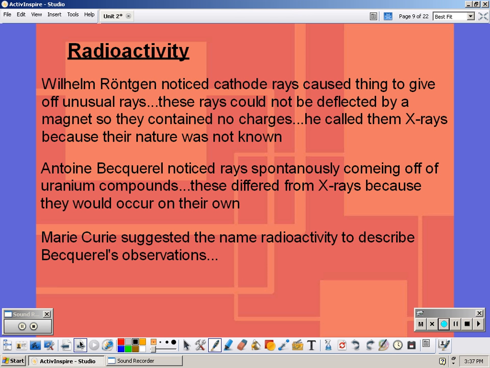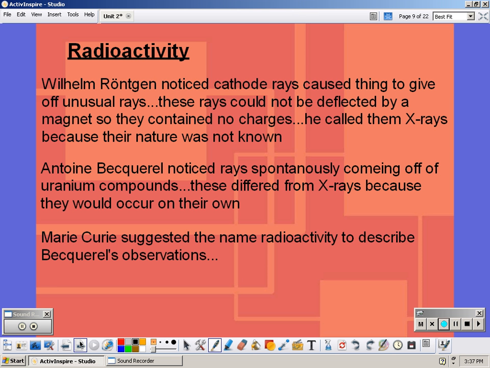Becquerel noticed that there were also rays spontaneously coming off uranium compounds. He took photo paper and wrapped it around these uranium compounds, and he had these spontaneous rays coming off. They differed from the X-rays because they would occur on their own, whereas with X-rays you had to hit it with the cathode ray, or it had to be in a cathode ray to see them.